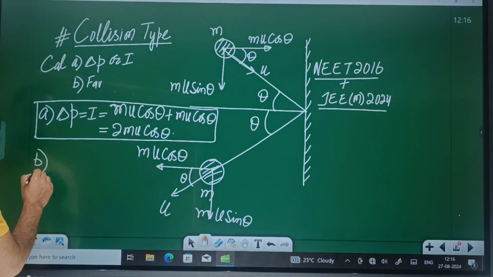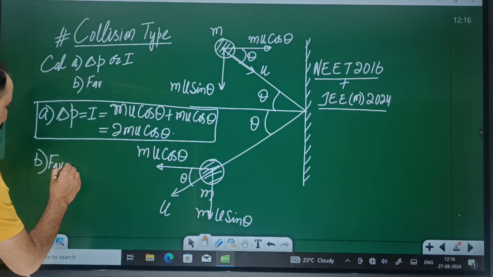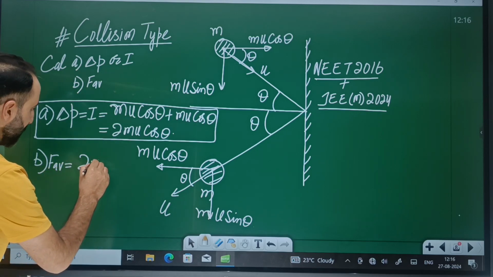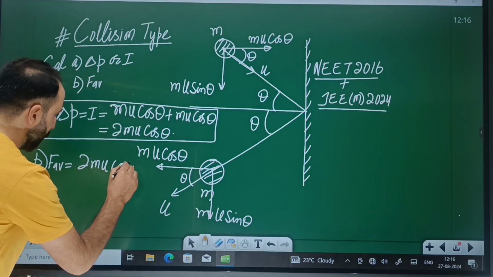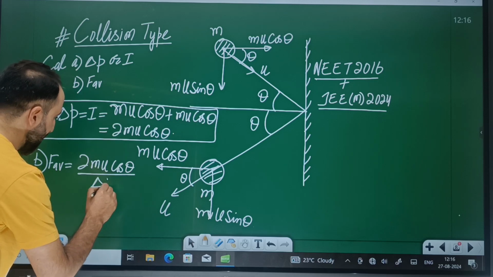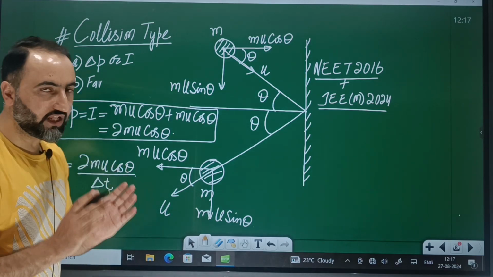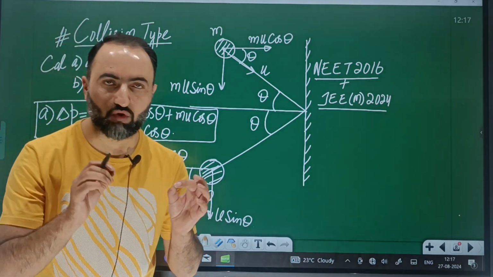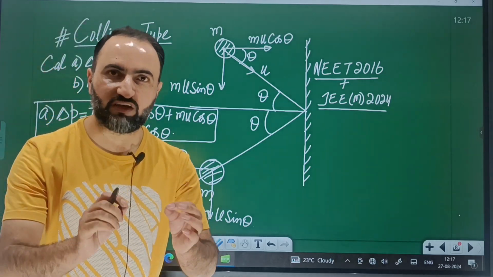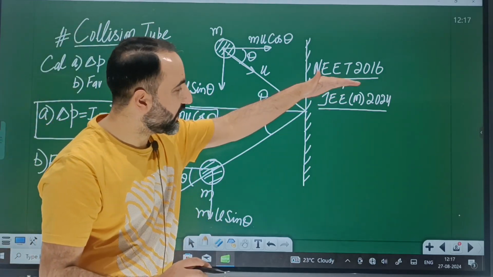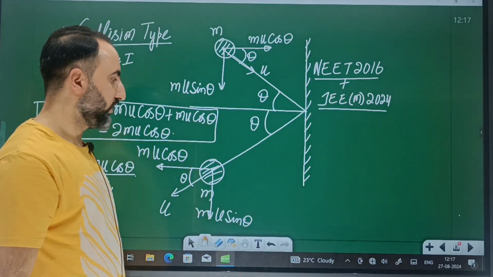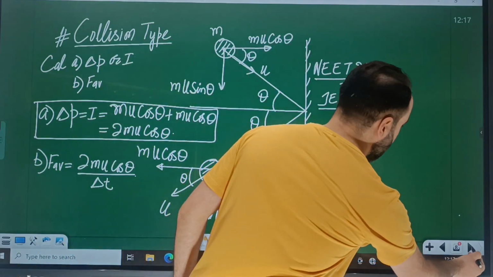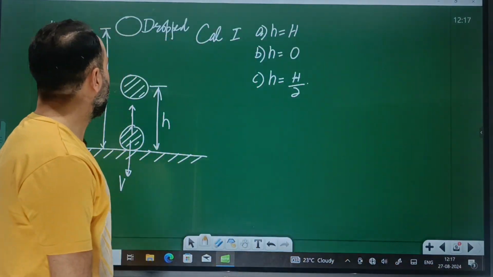Next, you have to calculate force, so easily you can calculate the force. Divide this by delta t: twice mu cos theta divided by delta t, which is called the collision time, will be the force exerted by the wall on the ball, or by the ball on the wall. So easily we have done this. This question came in NEET 2016 or JEE 2024. Okay beta, let's switch to another example.